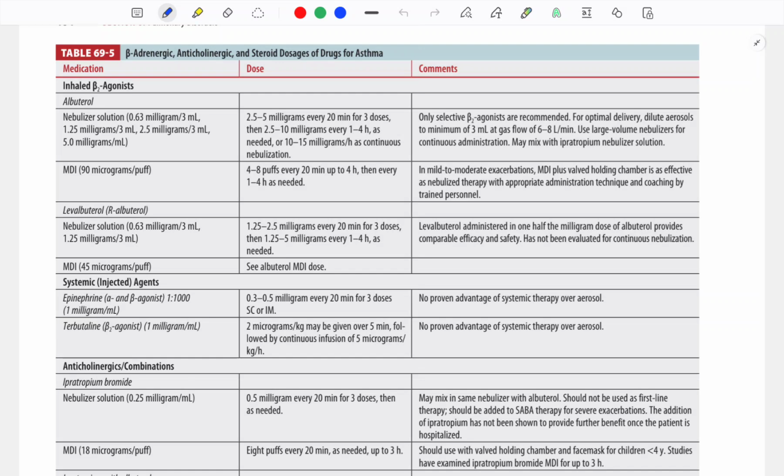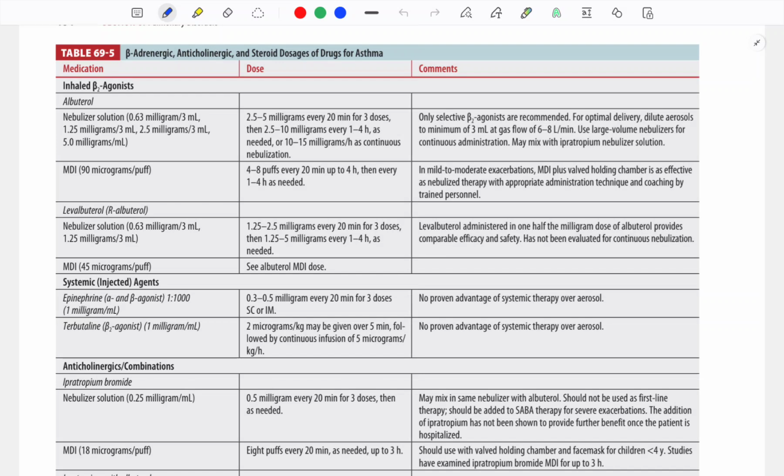A selective beta 2 agonist which is given IV is your terbutaline. It is 1 mg per ml, given 2 microgram per kg bolus, then 5 microgram per kg per hour infusion. So याद रखना, terbutaline, selective beta 2 agonist, IV, 2 microgram per kg bolus, then 5 microgram per kg per hour infusion.